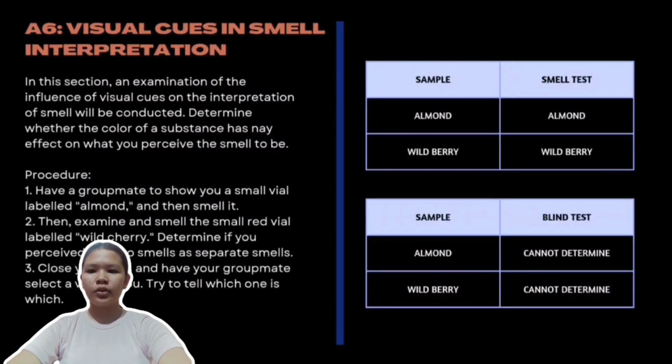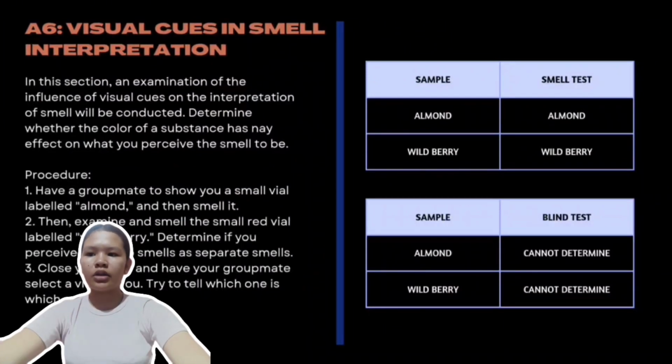Activity 6: Visual Cues in Smell Interpretation. In this section, an examination of the influence of visual cues on the interpretation of smell will be conducted. Determine whether the color of a substance has any effect on what you perceive the smell to be. For the procedure, have a group mate show you a small vial labeled almond and then smell it.